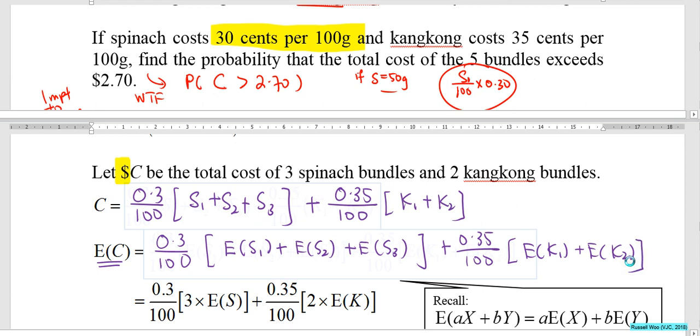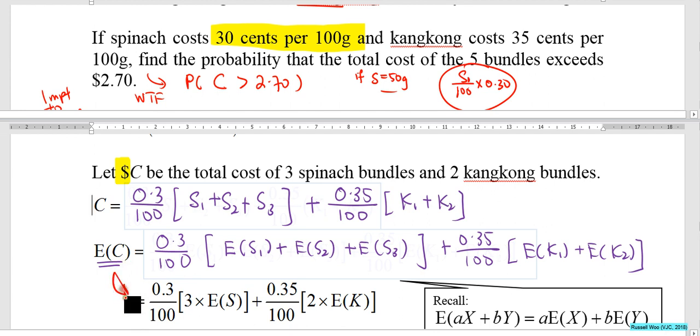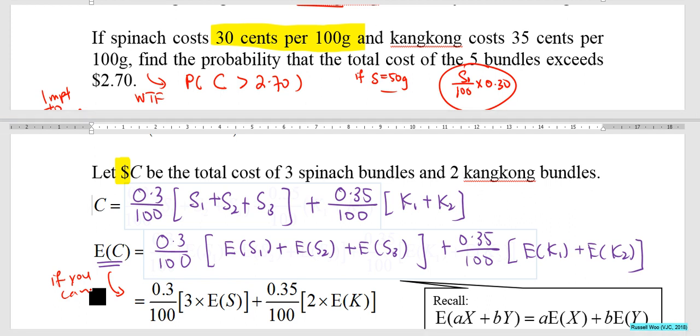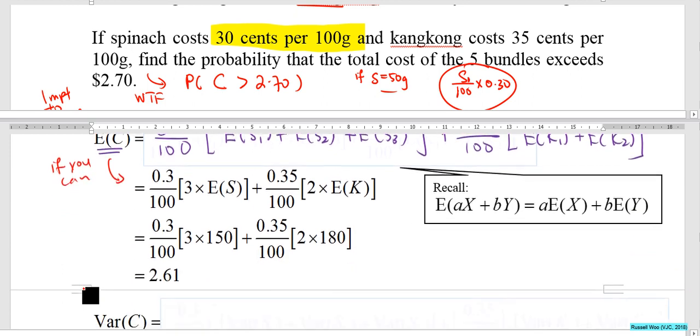Now, without writing this, you can jump straight from here to here, if you can. I think it's not too difficult. You can write this immediately. I think I can accept it. But some of us may want to write this out. Then after that it is just calculation, you get 2.61.